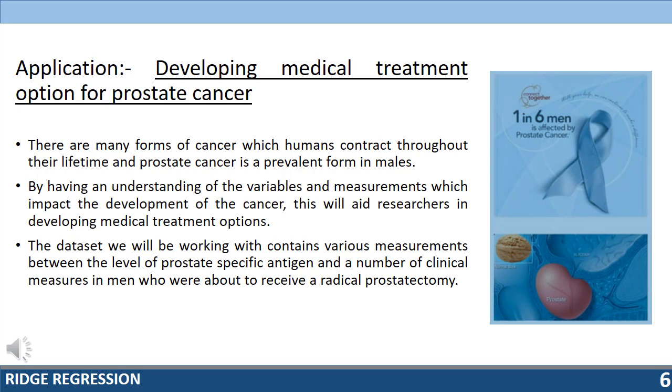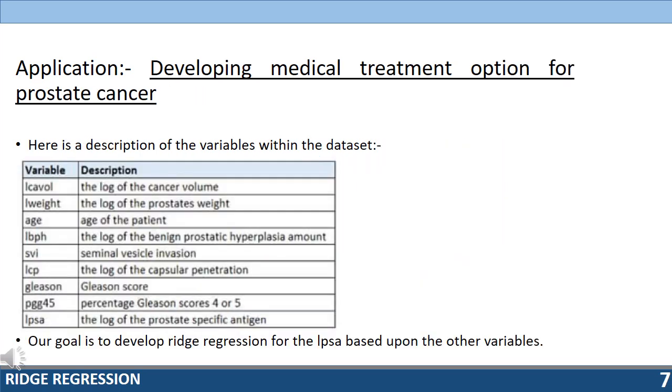The dataset we will be working with contains various measurements of the level of prostate specific antigen and a number of clinical measures in men who were about to receive a radical prostatectomy. Here is a description of the variables within the dataset. Our goal is to develop a ridge regression for the LPSA based upon the other variables.